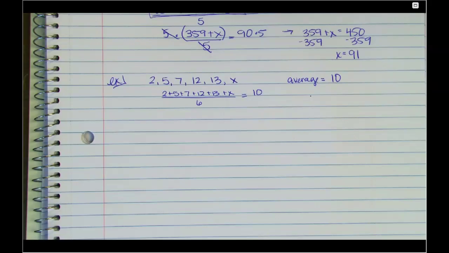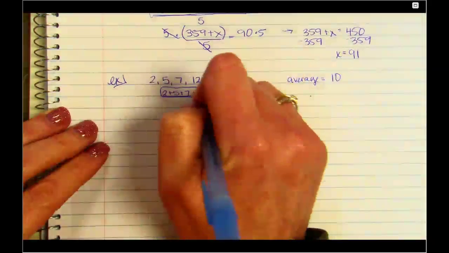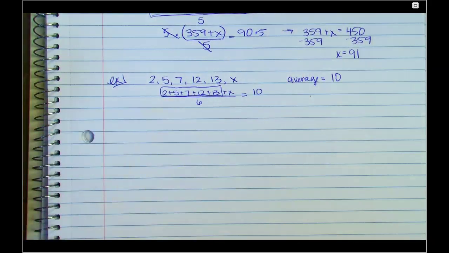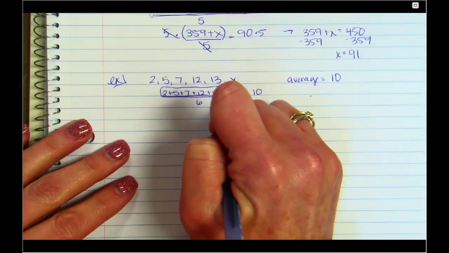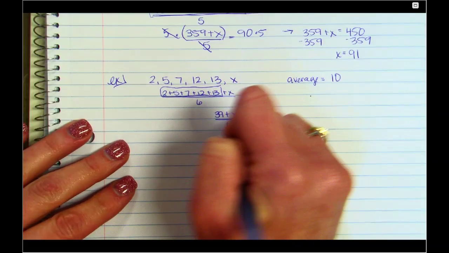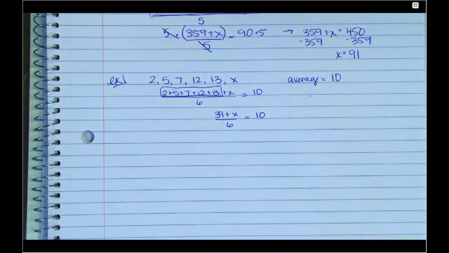Okay, you want to make this look nicer before you do anything else. So add up these guys. What's that equal? 39. 39 plus x divided by 6 equals 10. Now, what you want to do is make it into a nice, friendly equation to solve. What is the first thing you need to do? Times by 6.